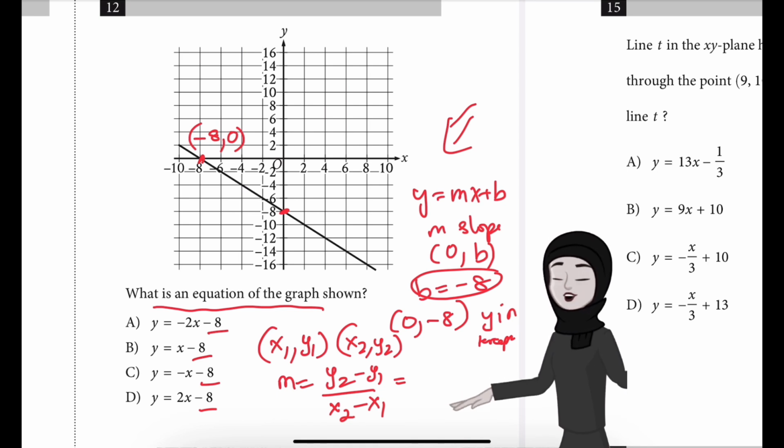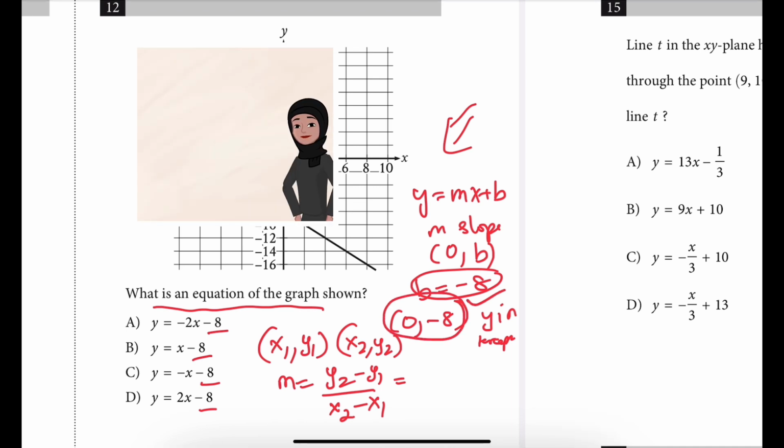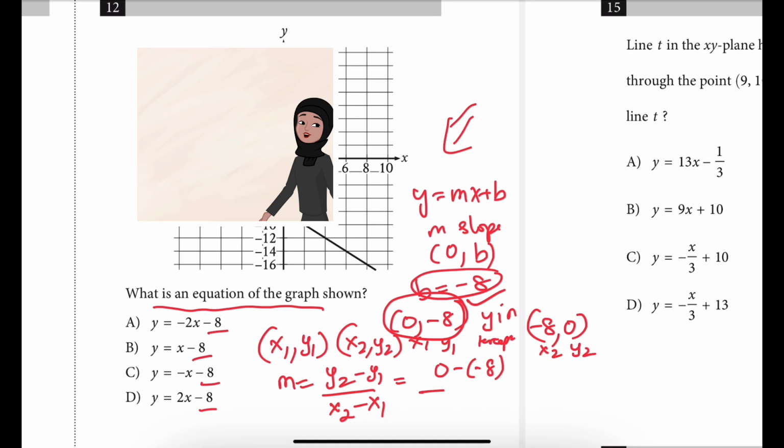So our first point will be 0 comma negative 8, and another point we will take to be negative 8 comma 0. If I take this as x1, y1 and this as x2, y2 and substitute, I can get the answer. So I will have 0 minus negative 8 divided by negative 8 minus 0, or in other words, this will be 8 divided by negative 8. So that means negative 1 is the slope, or in other words, m is equal to negative 1.